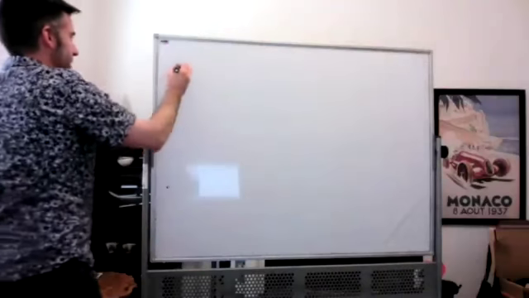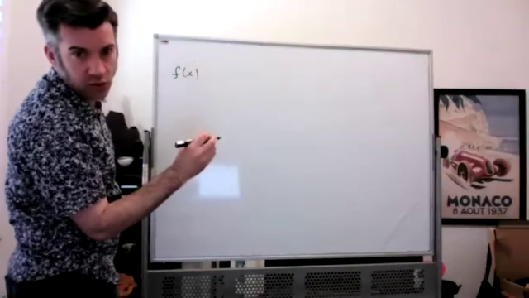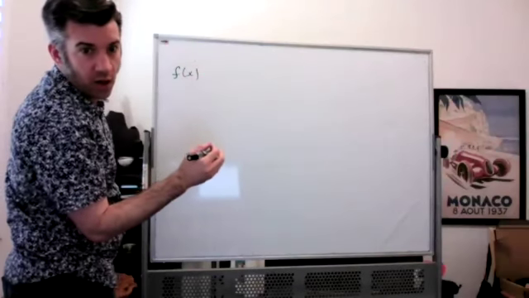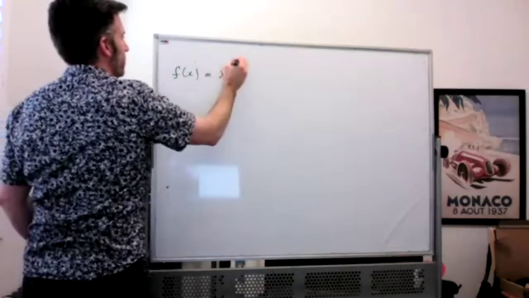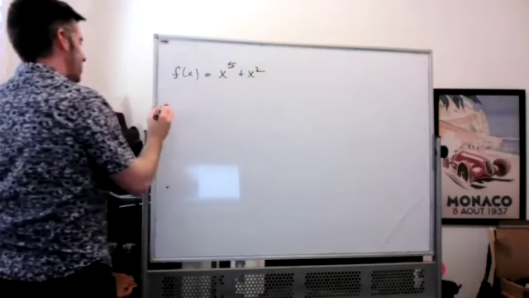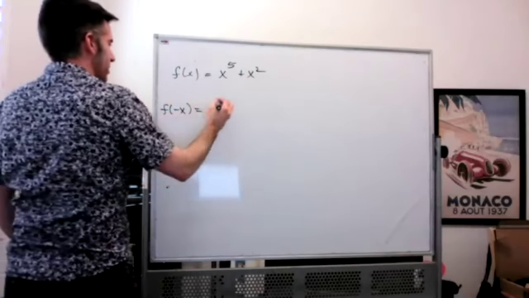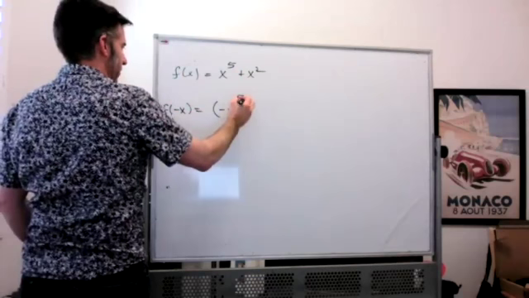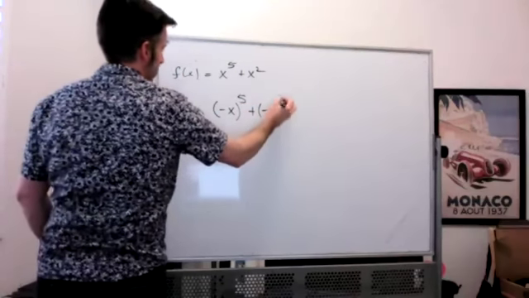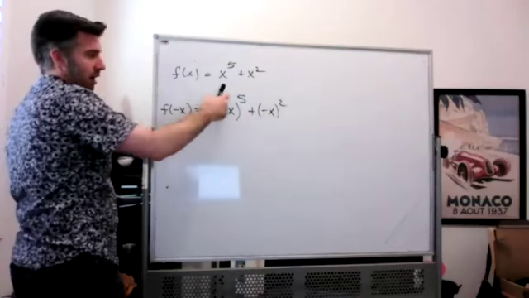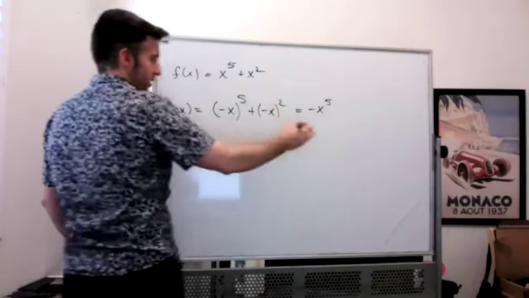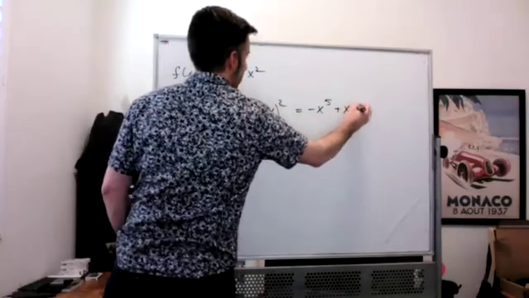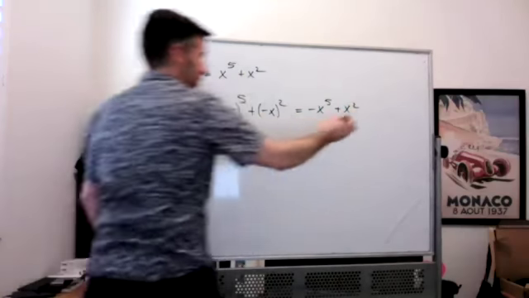So in this last one, f of x equals x to the fifth plus x squared. First, f of negative x, we get negative x quantity to the fifth plus negative x quantity squared. Negative to an odd power stays negative. Negative to an even power becomes positive. This is clearly not what we started with.